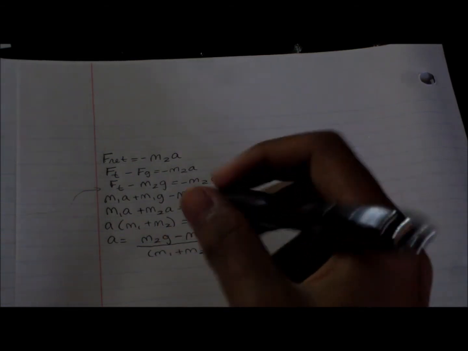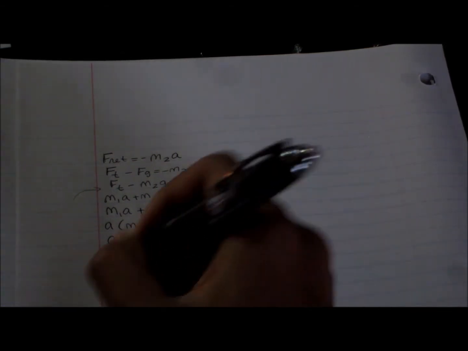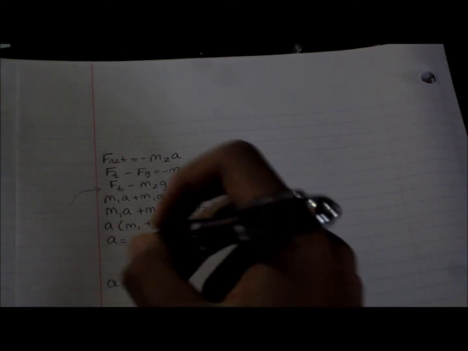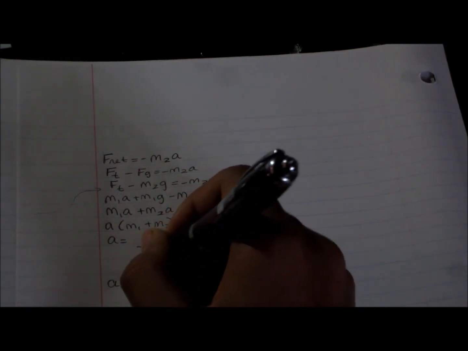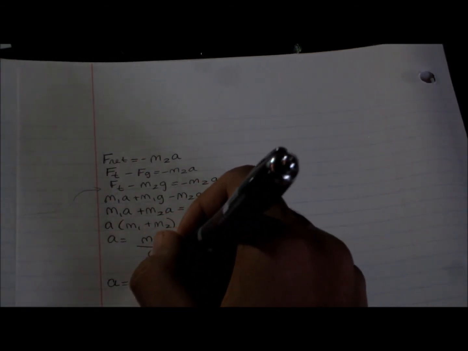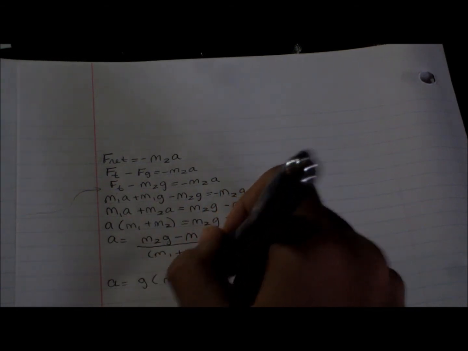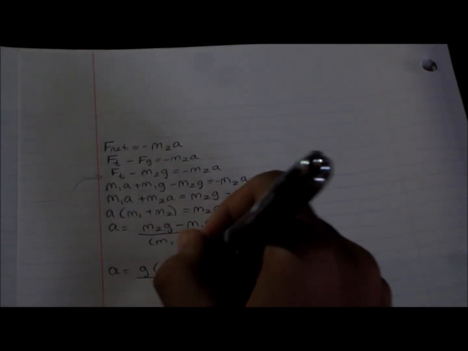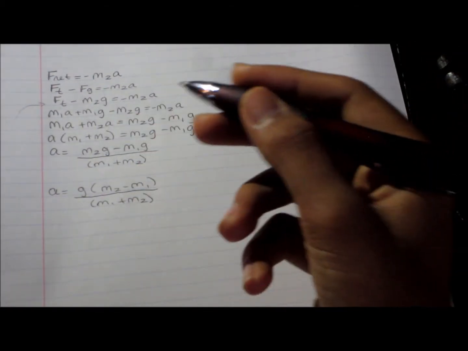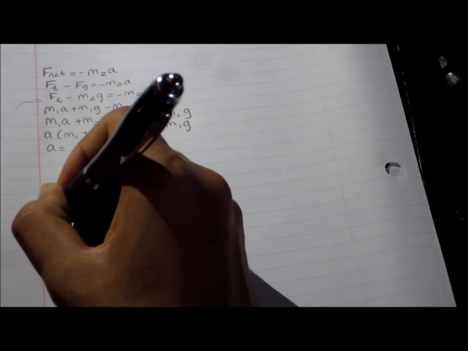Now one last thing we can do to make this even simpler is factor out this g here. So our equation for a is going to be a equals g times m2 minus m1, all over m1 plus m2. Now that we have the equation, we can just plug in the values that we already know in order to solve for the acceleration of the masses.